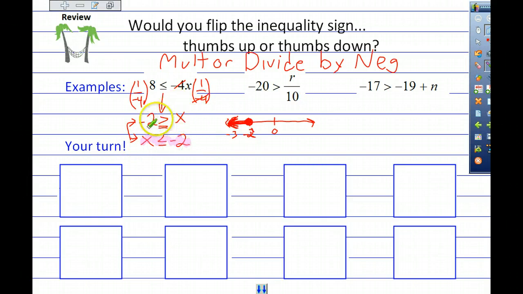So if you ever get an answer like this with a variable on the right, we usually like to flip it around. But it means the same thing. It means the exact same thing. All right. Let's see here. What about on this second one?